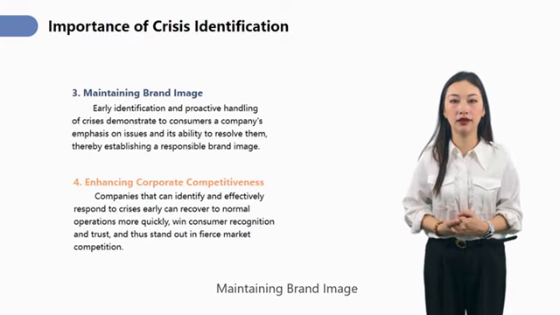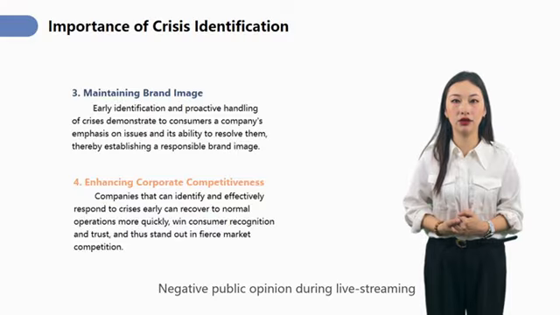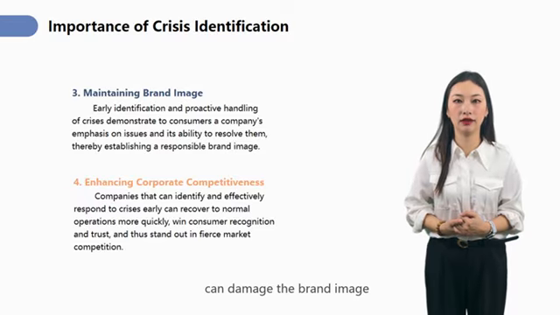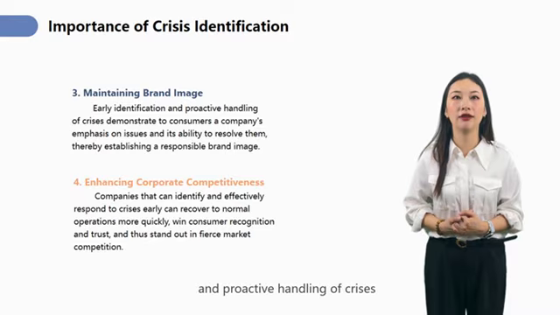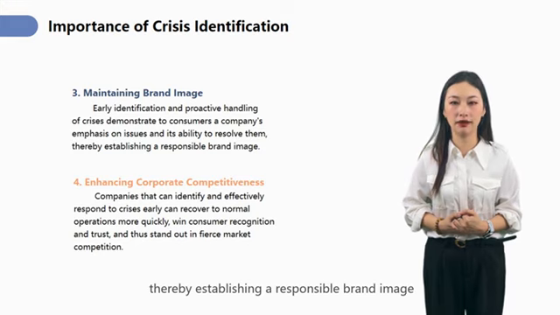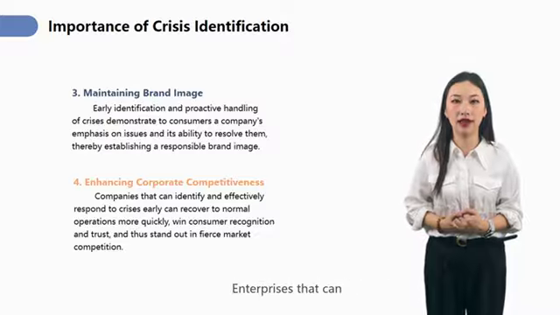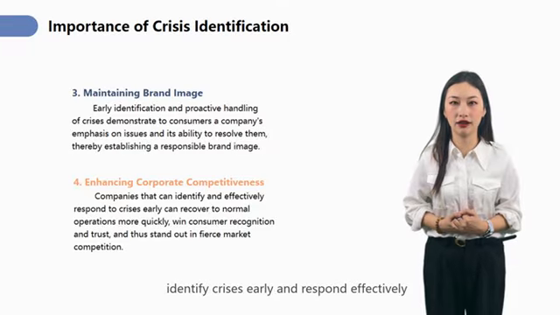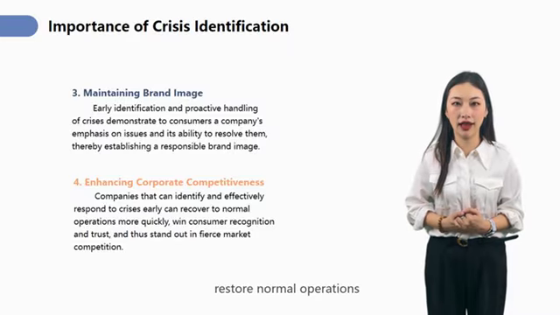Maintaining brand image. Negative public opinion during live streaming, if not handled in a timely manner, can damage the brand image. Early identification and proactive handling of crises demonstrate to consumers a company's emphasis on issues and its ability to resolve them, thereby establishing a responsible brand image. Enhancing corporate competitiveness. Enterprises that can identify crises early and respond effectively are able to resolve problems more quickly, restore normal operations, and thus stand out in the fierce market competition.